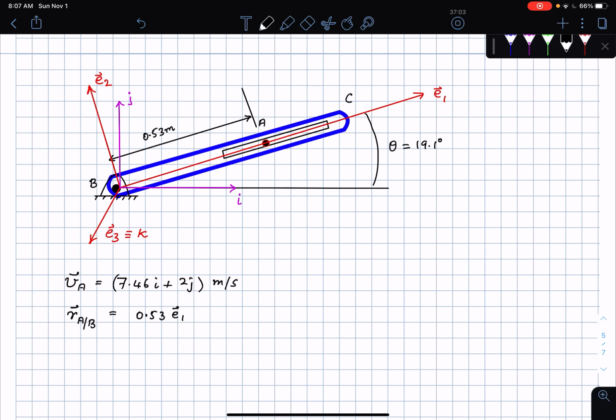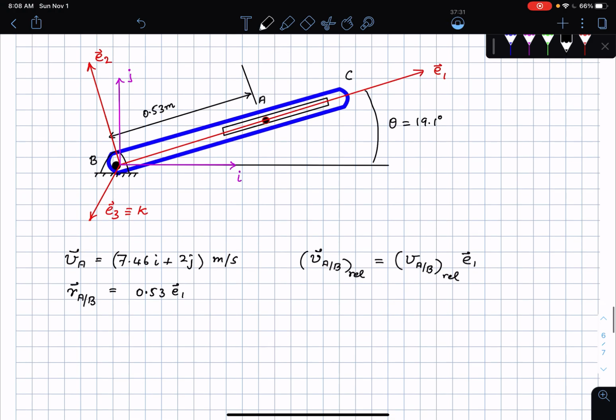What's the direction of the relative velocity? Since A is not a part of B, I'm going to have V A slash B relative, and this relative velocity is unknown. I don't know the magnitude of this particular term, but I do know its direction. It's going to be along the E1 direction, right? Because this essentially is obtained by fixing the bar BC and looking at how the point A slides relative to the point B. So that's another thing that I know.